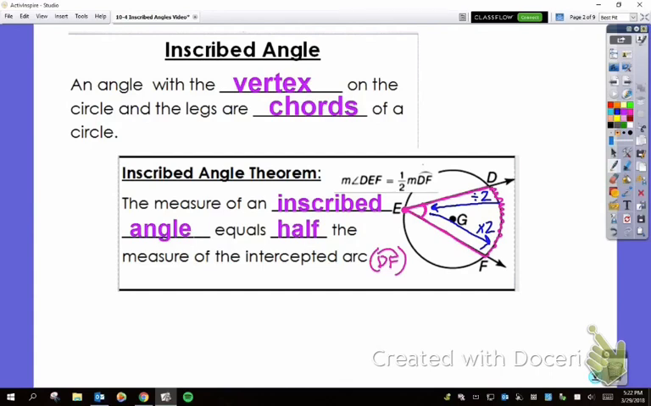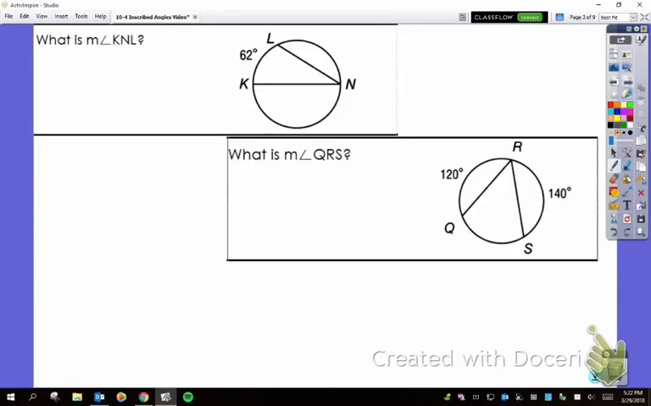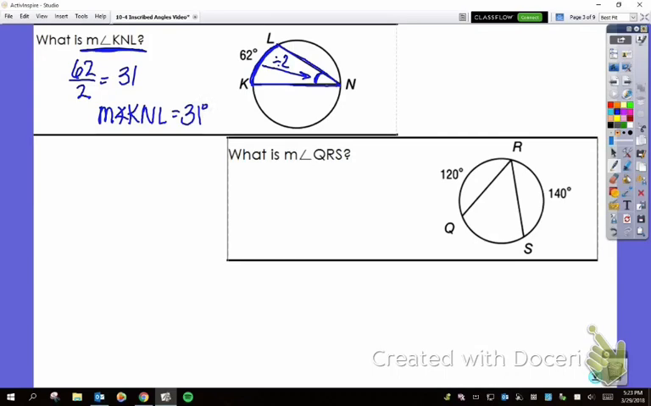Okay, so let's look at some examples. This first example is pretty straightforward. We want the measure of angle KNL. Angle KNL is this angle right here, and that's what we're trying to find. We know that this arc is 62 degrees, so to go from the arc to the angle, we need to divide by 2. So 62 divided by 2 equals 31. So the measure of angle KNL equals 31 degrees.